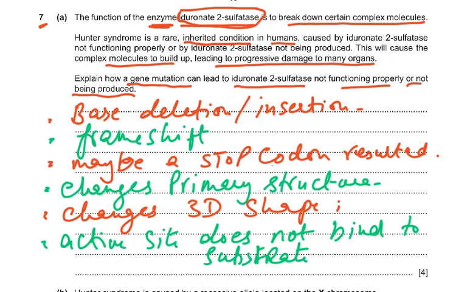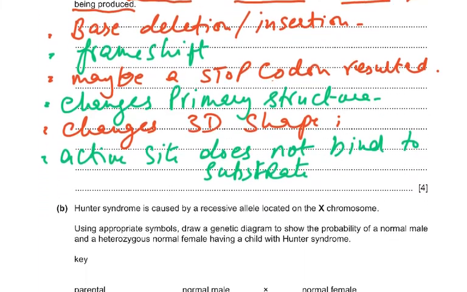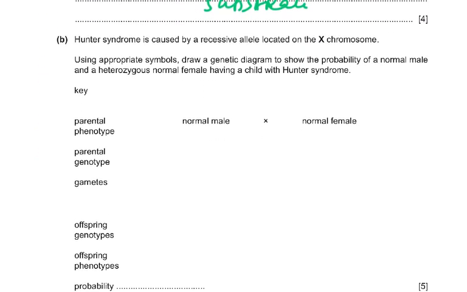So a quick look at the mark scheme: base deletion, frame shift, maybe a stop codon resulted. This changes the primary structure, so changes the 3D shape, and the active site does not bind to the substrate. So this is a question which you must understand. If any such question comes in the next exam, these are the mark schemes that you're supposed to be giving me.